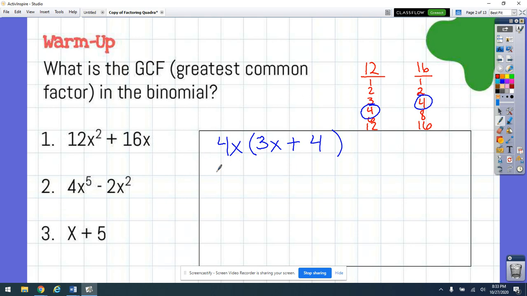So try the other ones and see what you can get from these ones. So for this one, I look at 4 and 2, the greatest common factor. What can I factor out of both? So that would also be a 2 for this part.